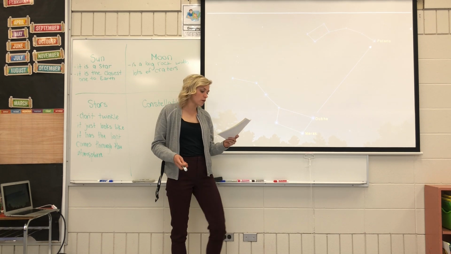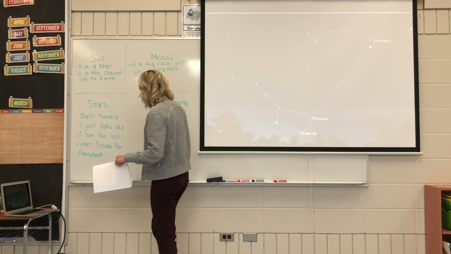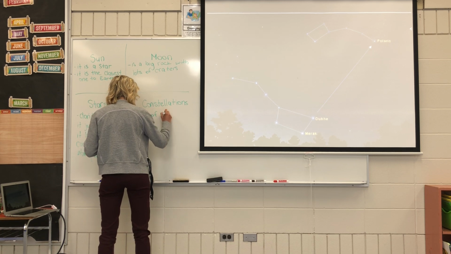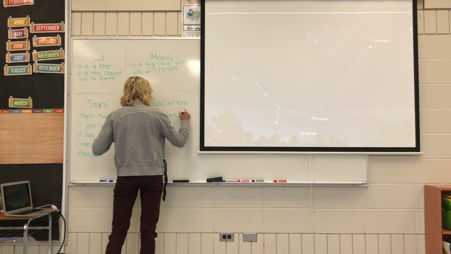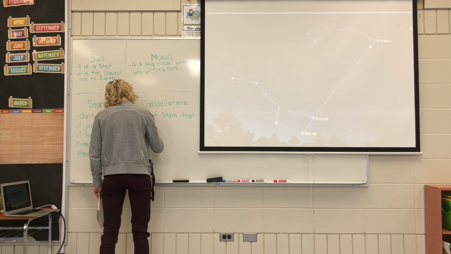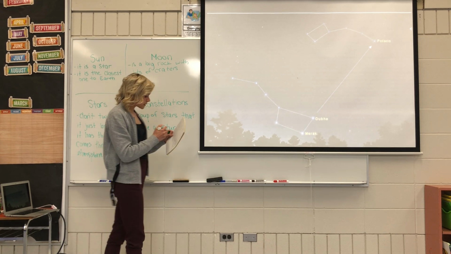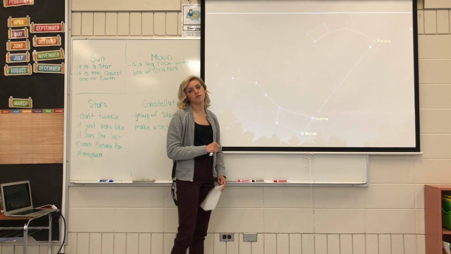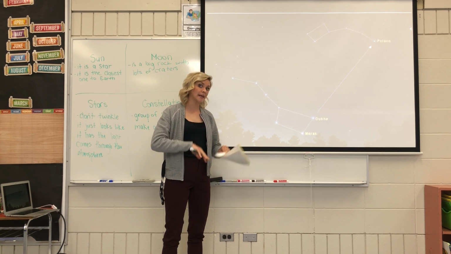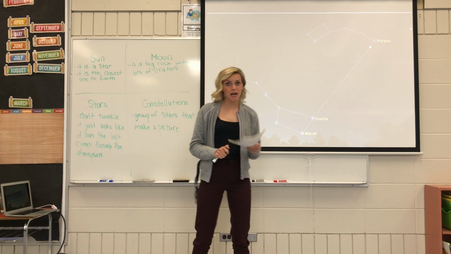So something you might write about is that constellations, you might just write what they are. Constellations are a group of stars that make a picture. The Big Dipper and the Little Dipper are two nice examples that we can see normally in our night sky here in BC and here in Logan Lake and in Kamloops. Big Dipper, Little Dipper. So that is your task for today.